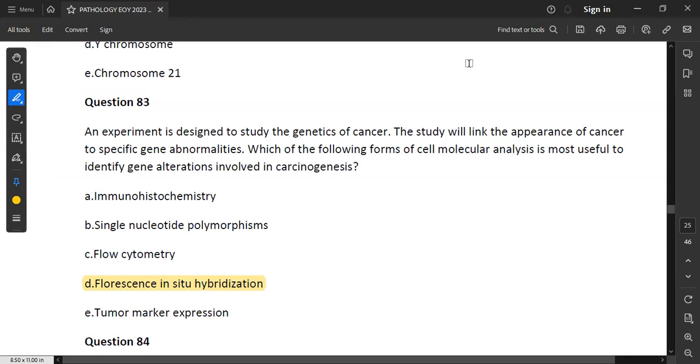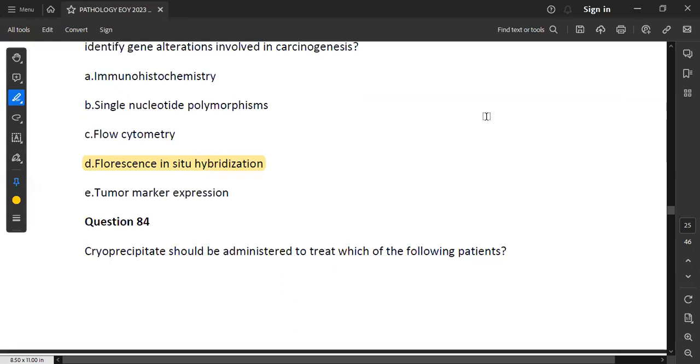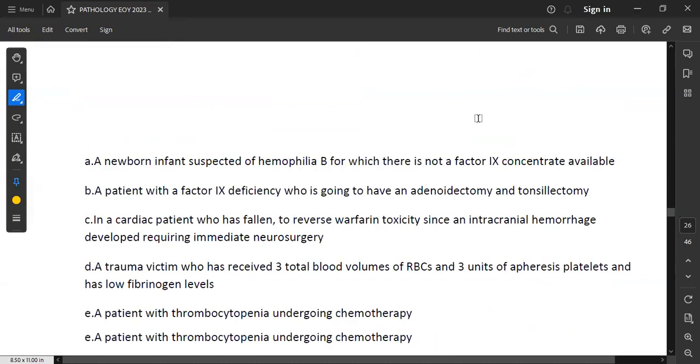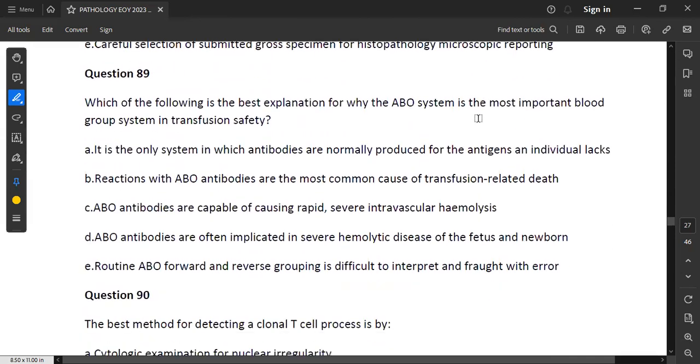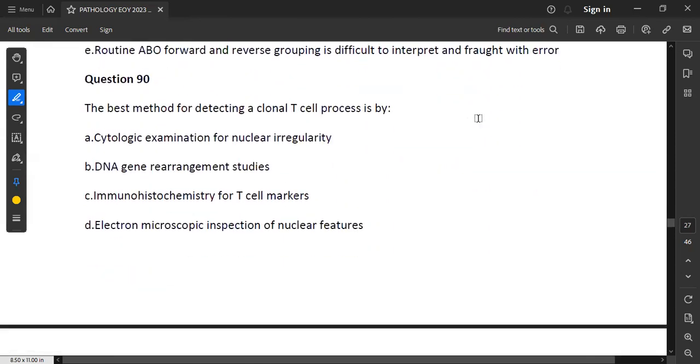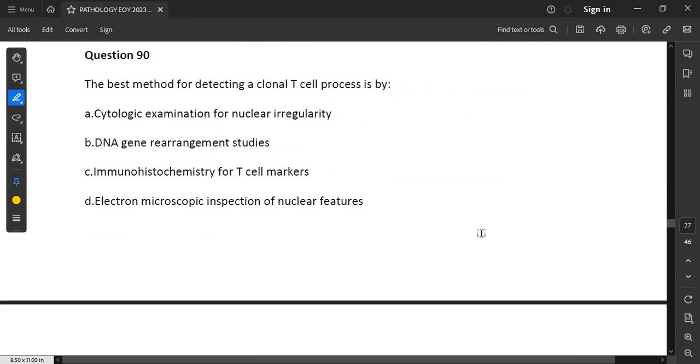We go to number 90. So, I want to minimize this thing.